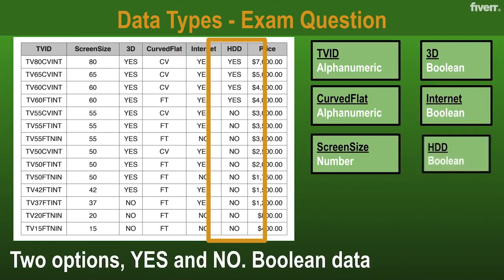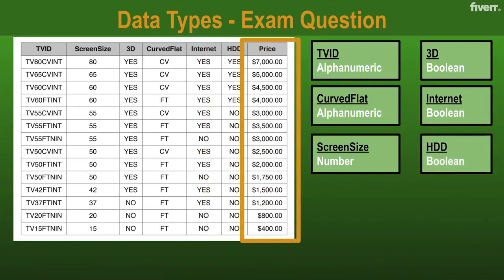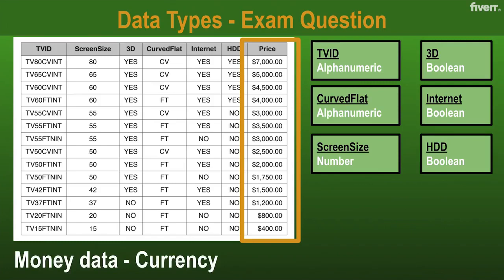Lastly of all, the price. So our price is a type of numeric data. But it's specifically formatted. Look at that dollar sign right there. This is money data, so it is a currency field. So we've got alphanumeric, number, Boolean, and currency. We didn't have a date and time here. But I'm sure that you're going to recognize that when it comes up.